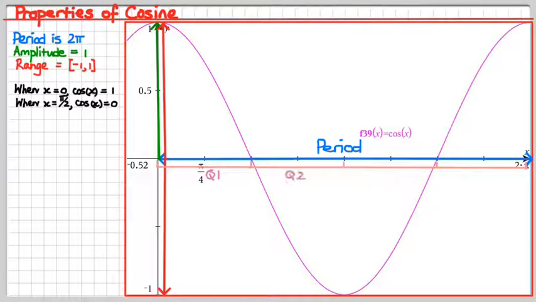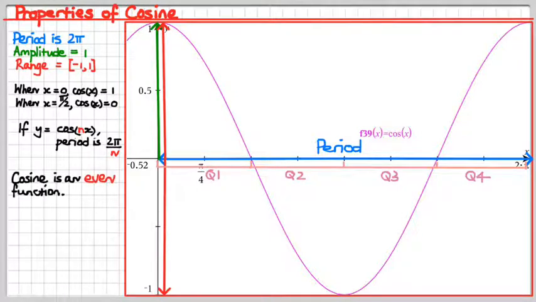Yes, quadrant 1, quadrant 2, quadrant 3, quadrant 4. In quadrants 1 and 4, cos is positive, and in quadrants 2 and 3, cos is negative, as you already know from your CAST diagram. If y equals cos of nx, then the period is 2 pi over n, and cos is an even function because cos of minus theta equals the same as cos theta.